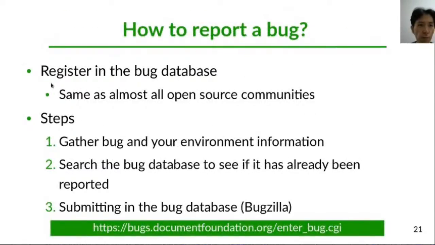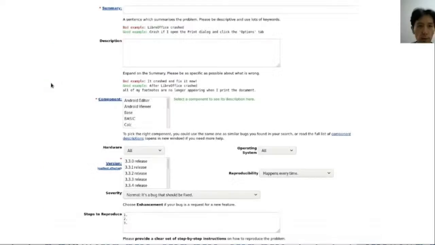So how to report? Register in the bug database, almost the same as in other open source communities. There are three steps. One, get bug information and your environment information. Two, search the bug database. Three, submit the bug. And that's all.